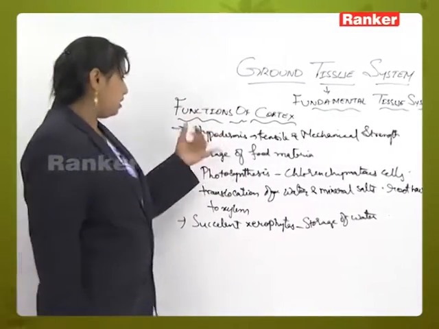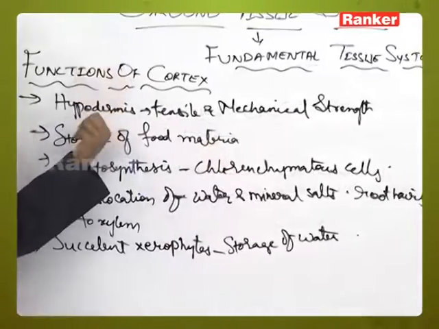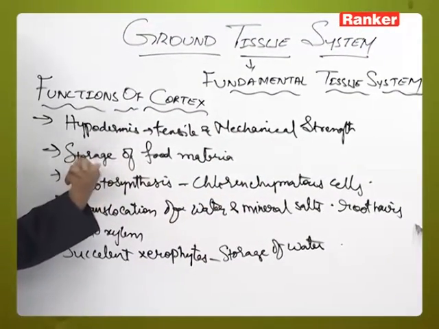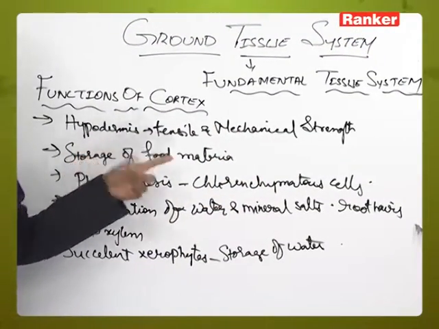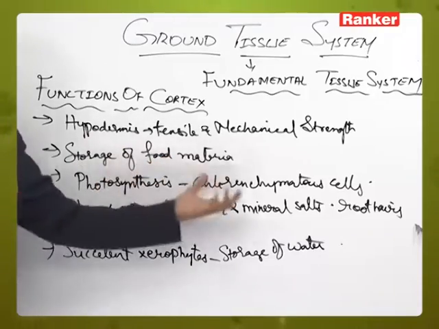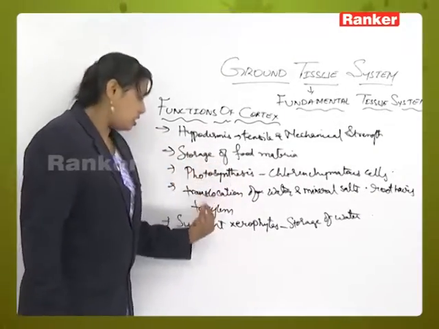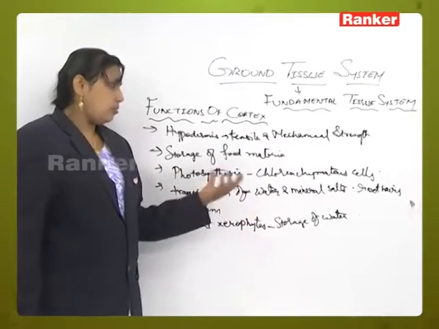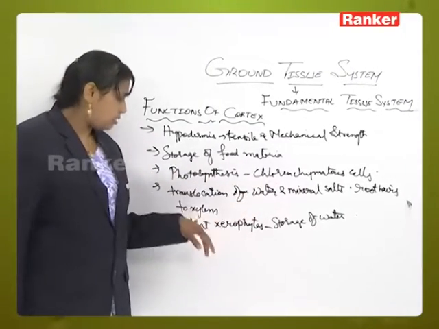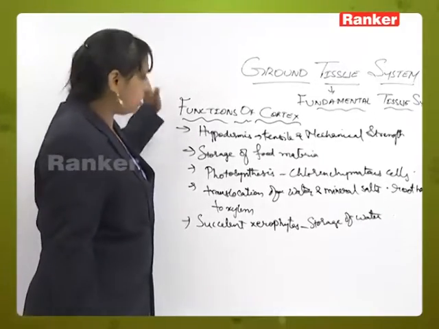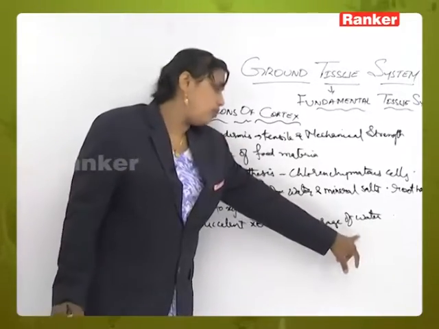Here the first layer of the cortex is hypodermis, which gives tensile and mechanical strength to the plant body. The major function is the storage of food material, and the chlorenchymatous cells present in the cortex help in undergoing photosynthesis. Next, translocation of water and mineral salts occurs from root hairs to xylem tissue. Next, in case of succulent xerophytes, these cortical cells are useful for the storage of water.